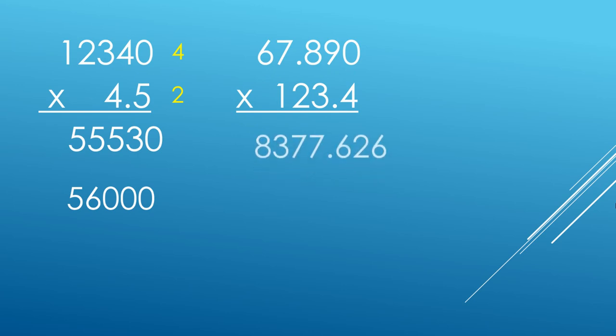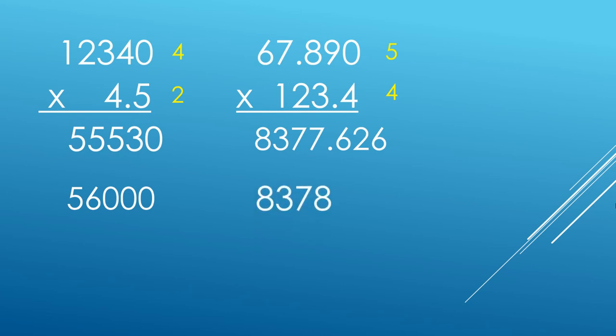In this next one, when we multiply it out, our calculator is going to tell us we have 8,377.626. So in the first number, we have 5 significant figures. That last 0 is trailing, but there's a decimal point. So there's 5. That second number, there's 4. So 4 is the least number of significant figures in the numbers that we're calculating. So we're going to round our answer to 4 significant figures. So instead of 8,377.626, we're going to have 8,378.